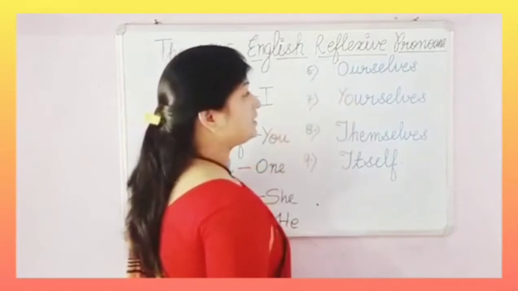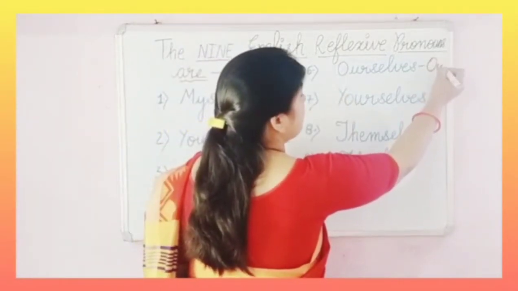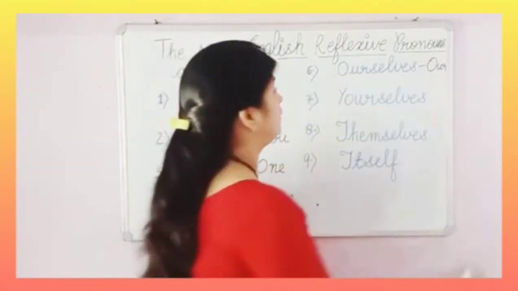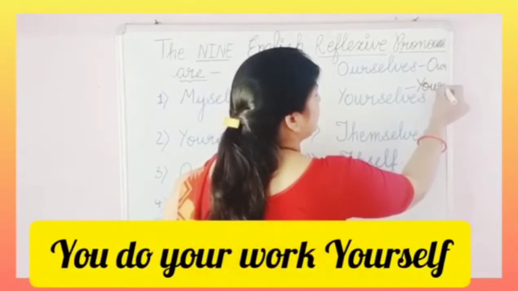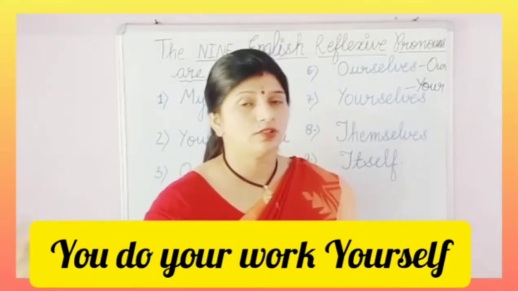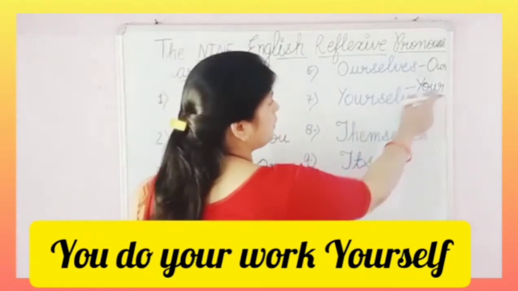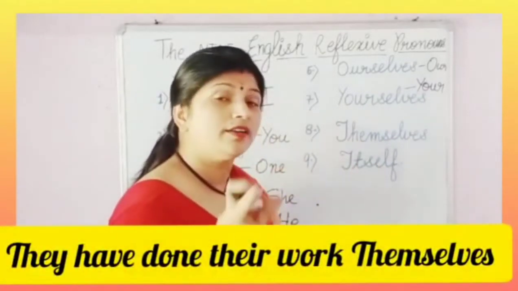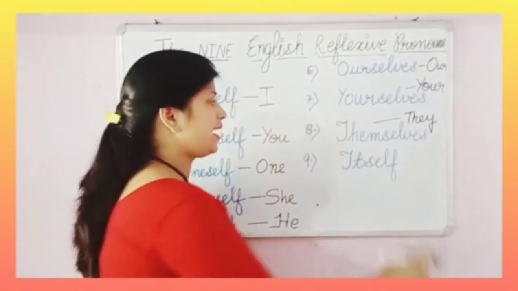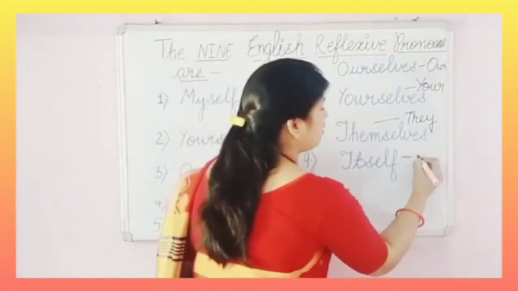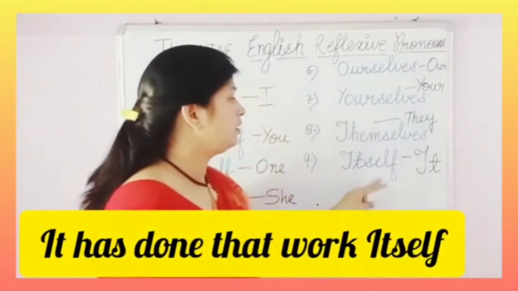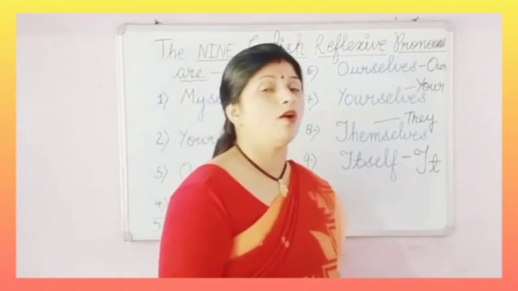Okay. Ourselves. Where will ourselves be used? When we are talking about our. जब हम अपने बारे में बात करेंगे, at that time we will use ourselves. Okay. Then yourself, when you are using your. You do your work yourself. Many times we say, you do your work yourself. Don't just copy from others or let others do your work. So do your work yourself. Themselves: they have done their work themselves. So when we are talking about they, at that time we will use themselves. Okay, then itself. When we are talking about it: it has done that work itself. It is used when we are talking about non-living things.